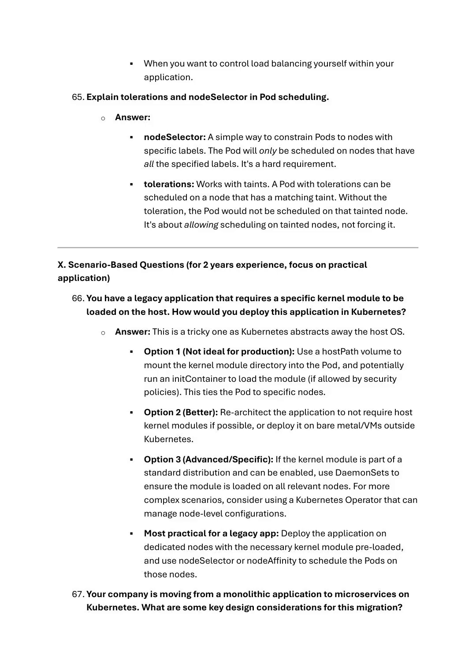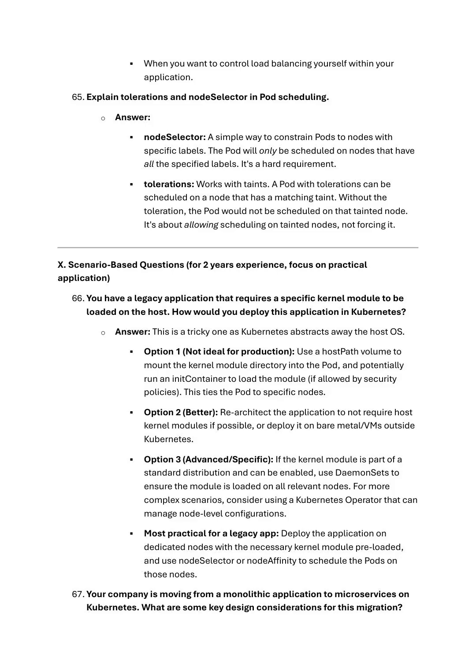10 scenario-based questions. For 2 years' experience, focus on practical application. 66. You have a legacy application that requires a specific kernel module to be loaded on the host. How would you deploy this application in Kubernetes? Answer: This is a tricky one as Kubernetes abstracts away the host OS. Option 1, not ideal for production: use a hostPath volume to mount the kernel module directory into the pod, and potentially run an init container to load the module, if allowed by security policies. This ties the pod to specific nodes.